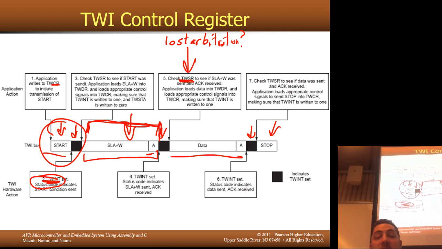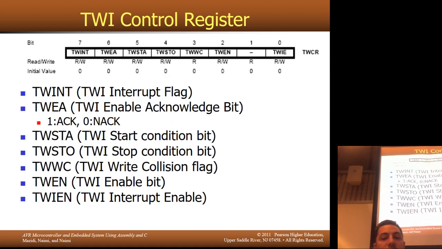So, for the most basic packet, slave address and then data packet, you've got three different steps. Wait for the start condition, wait for the address packet, wait for the data packet, and then your final step is turn the stop condition on. Now, how do you do all of this? Well, you do it with these different bits in the control register. We'll go over that in a second.